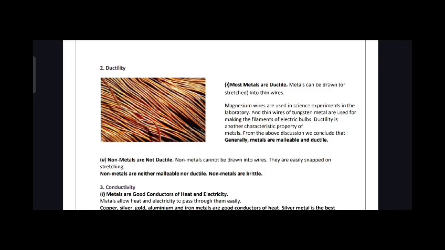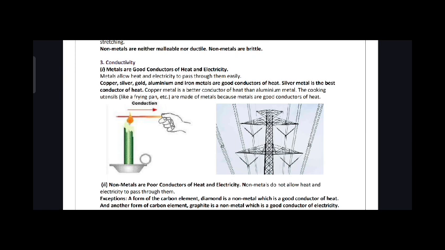Most of the metals are ductile. Ductility is a property of metals. Generally, metals are malleable and ductile. Ductile means metals can be drawn into thin wires. Non-metals are non-ductile.